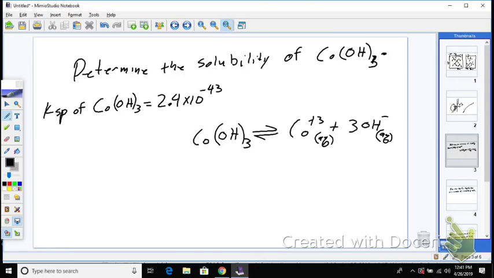So the next thing I'd like you to do is set up the Ksp expression, or what we call the solubility product expression for this. So if you need to look at an example, you can look at the top of page 642. So go ahead. The next thing I want you to do is write the solubility product constant equation. Go ahead and set that up for this one.